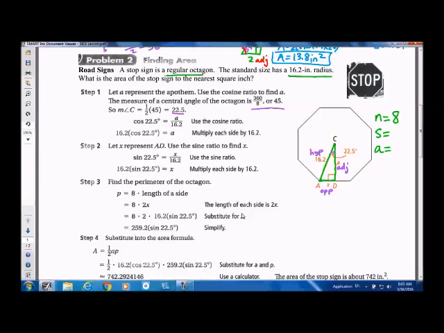So let's find the opposite length first. I'm going to use opposite over hypotenuse. That gives me sine of 22.5 is x over 16.2. So my x value is 16.2 sine 22.5. And then I need to find my apothem. So that is adjacent over hypotenuse. That's cosine, apothem over 16.2 over the hypotenuse, and I get my A value.